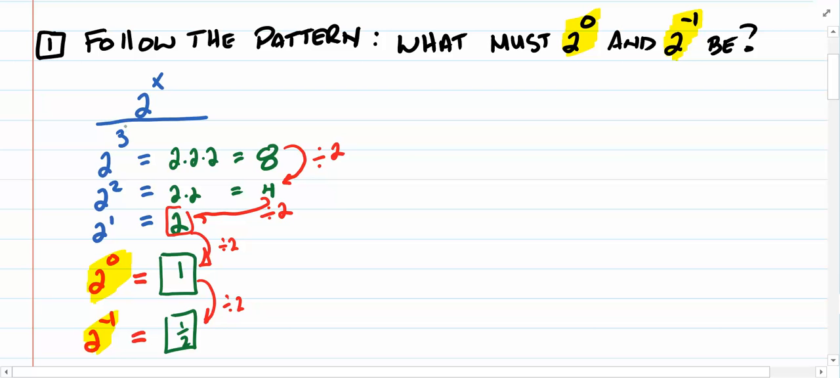So notice that as my exponents are decreasing by whole integer values, the pattern continues. I'm just dividing out my base on the right-hand side, excuse me. So it must be true that 2 to the 0 must be a value of 1, and 2 to the negative 1 must be a value of 1/2. And this is something we formalized in box number 2.